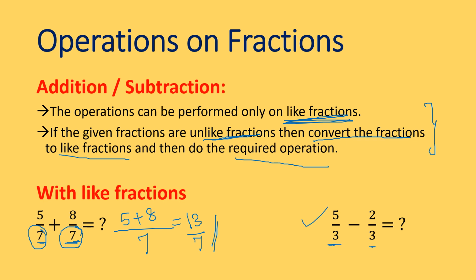5 by 3 and 2 by 3 both have the same denominator, so they are also like fractions. So when I am doing the subtraction operation, I have to subtract. I am keeping the common denominator 3, and 5 minus 2. So the answer is 3 by 3, which is nothing but 1 after simplifying. Whenever there is a fraction, if any common term exists, you can cancel the common term and give the answer in a simplified format.